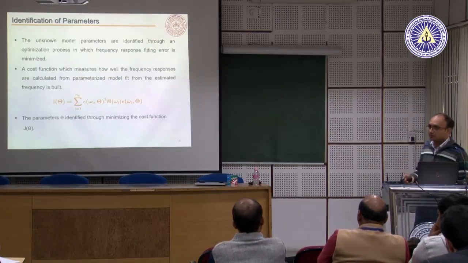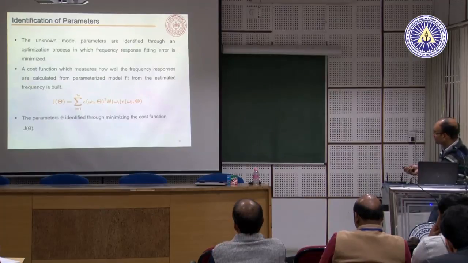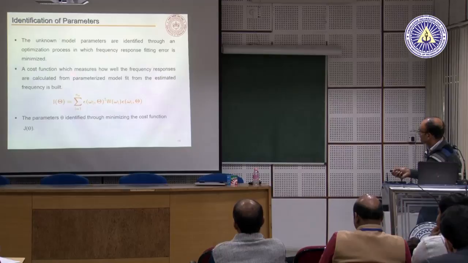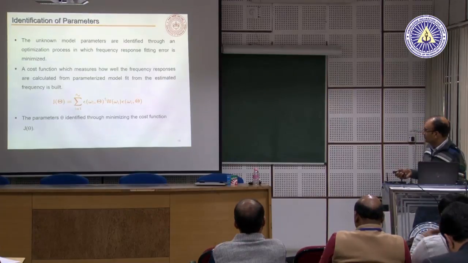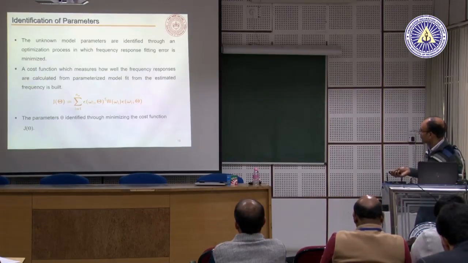So the optimization process is used to minimize the fitting error, to ensure that your identified model matches best with the actual flight test data, and this is the kind of cost function which can be used to minimize this error. This measures how well the frequency responses calculated from the parameterized model fit the estimated frequency responses, and it's built somewhat like this. The parameter theta is identified through minimizing the cost function J(theta). This theta is some kind of weightage factor which is identified by minimizing this particular function.